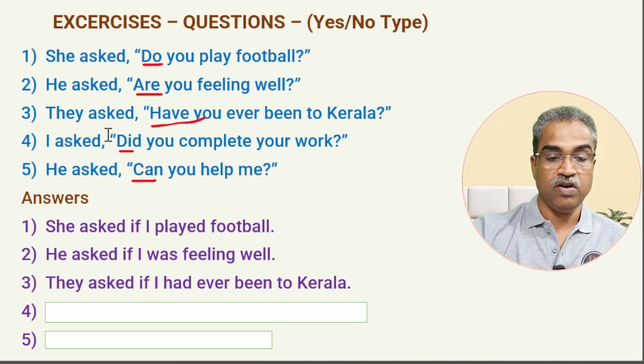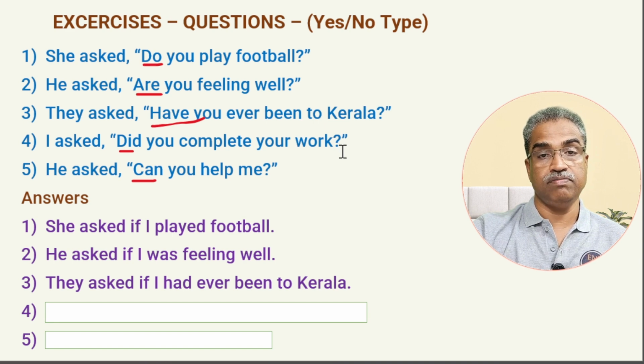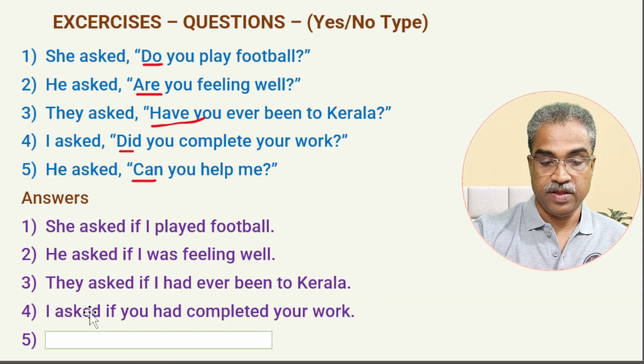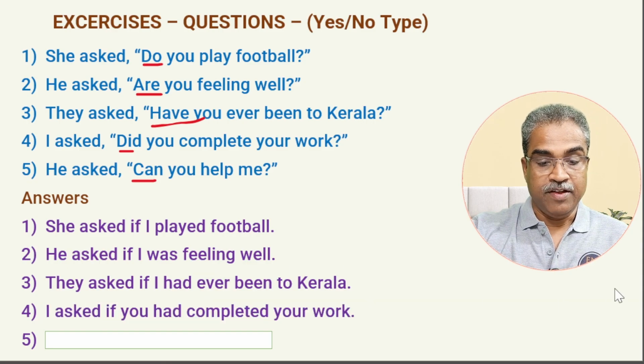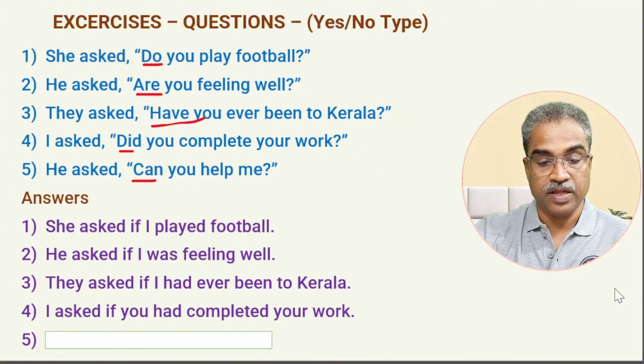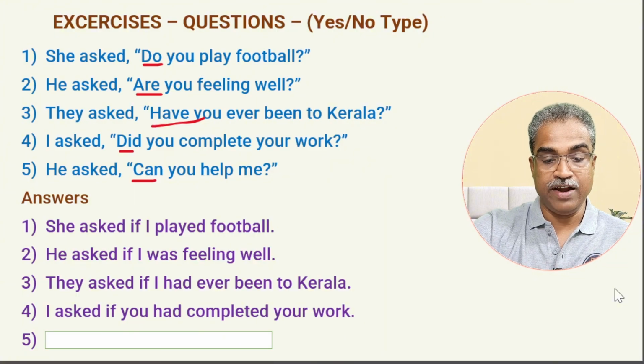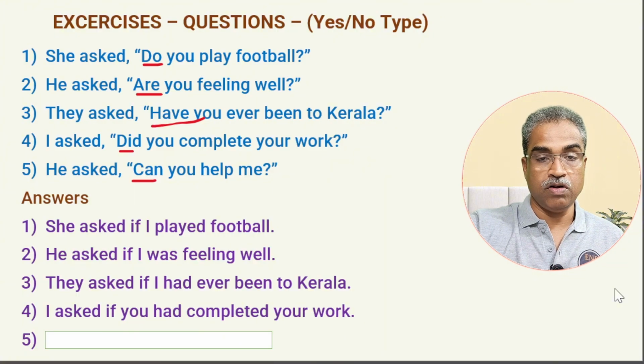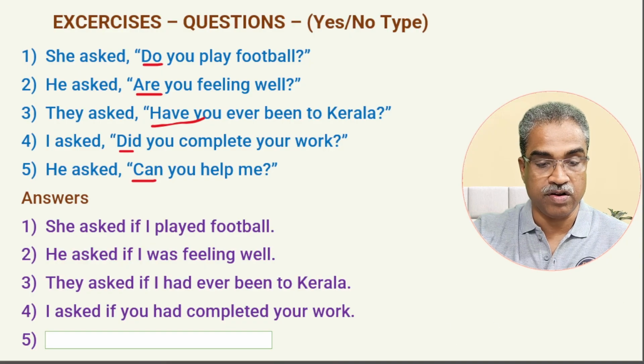"Did you complete your work?" "Did you complete" is simple past tense. Simple past changes into past perfect. So how will it be? I asked if you had completed. Or if he had, if they had completed your or his or her or their work.